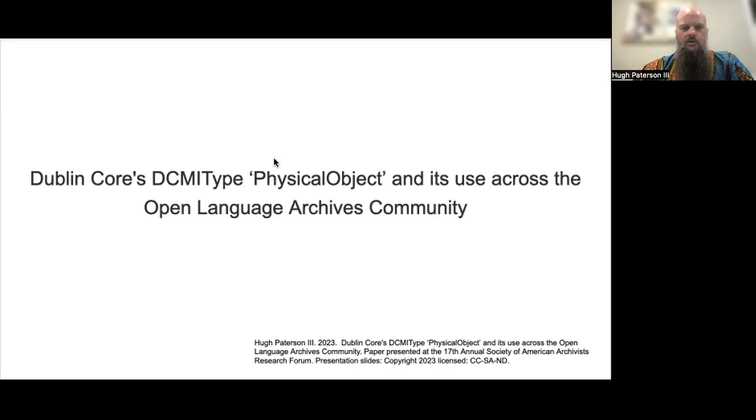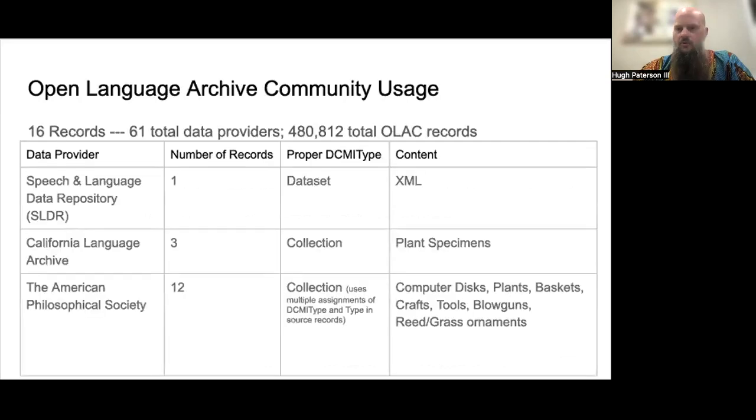Let's just take a quick look at the records and a summary of the records anyway. So approximately 480,000 records across 61 different data providers to the OLAC community. And these are provided through Dublin Core and through OAI-PMH. They're in a harvester that aggregates them for browsing. 16 of these records, so a very small amount, use the PhysicalObject DCMI qualification using the DCMIType vocabulary. This only occurs in 3 providers.